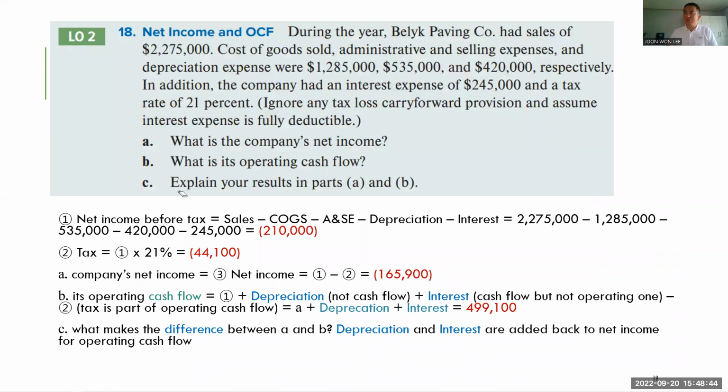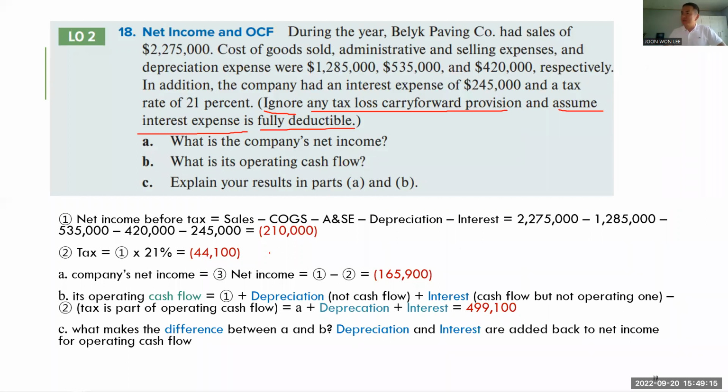Did you guys have a chance to take a look at this question? Actually, I made a mistake here. I actually made several mistakes. One mistake I made is that here I ignored this part: ignore any tax loss carry forward provision and assume interest expense is fully deductible, right?